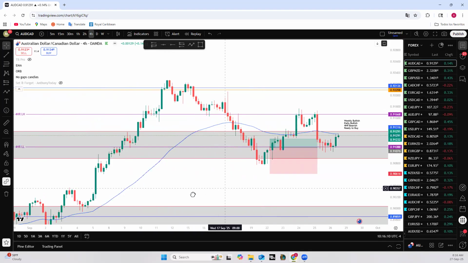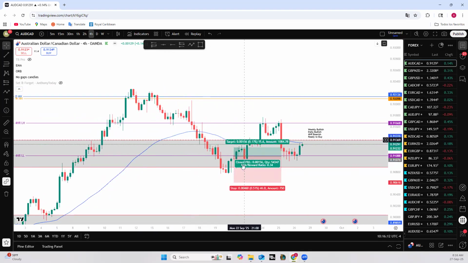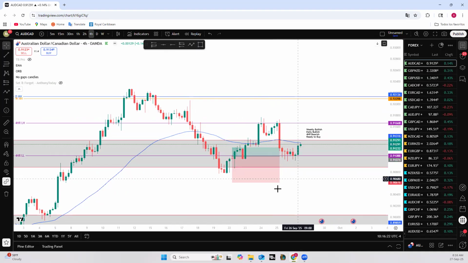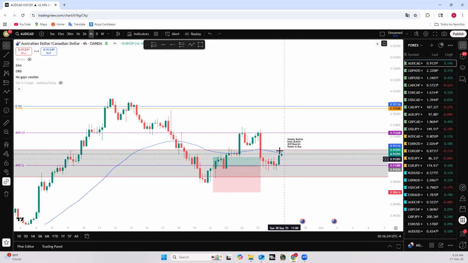AUD CAD, I think last week it was a pretty good trade. My take profit was all the way here, so I exited before it went to loss, but it was not too bad. This week I think it's ready to buy again because it just reached the area of interest. I have a question: did you say buy or sell? He said buy.